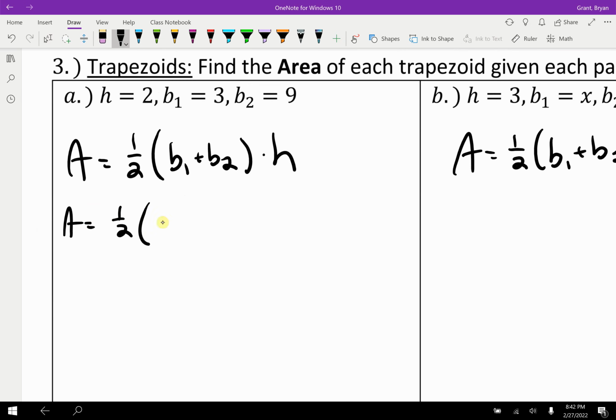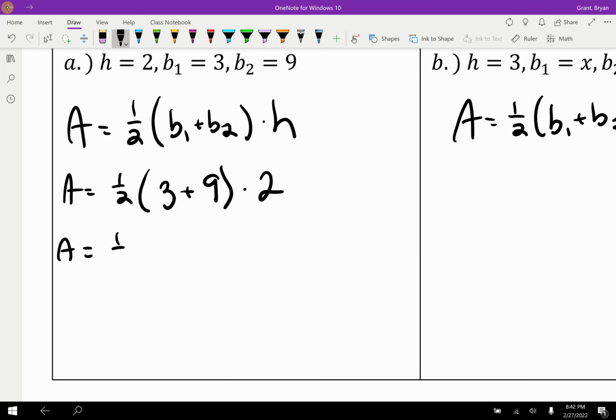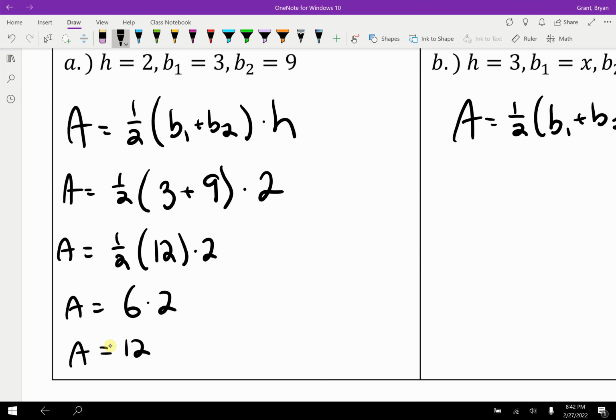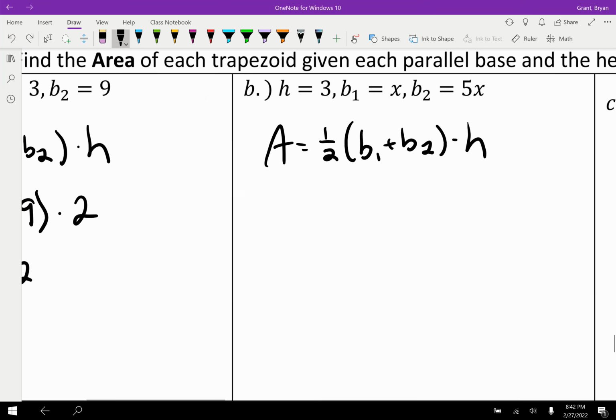1/2. My base 1 is 3. My base 2 is 9, and the height is 2. We follow PEMDAS here. A is already isolated, so I'm going to do the 3 plus 9 first to get 12. And half of 12 is 6. And 6 times 2 is 12. Right? We should have seen that because half of 2 really cancels out and just leaves us with the 12, but that's okay. Next one.